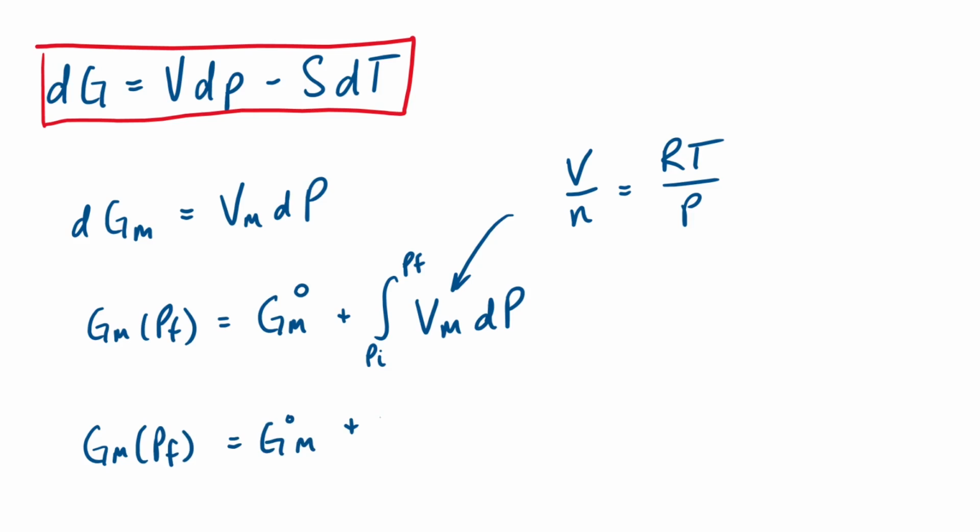And that means that the integral is just RT times the ln of the final pressure over the standard pressure. This already is pretty useful because we can now use it to identify the Gibbs energy for a system at any pressure, as long as it can be modeled as an ideal gas.